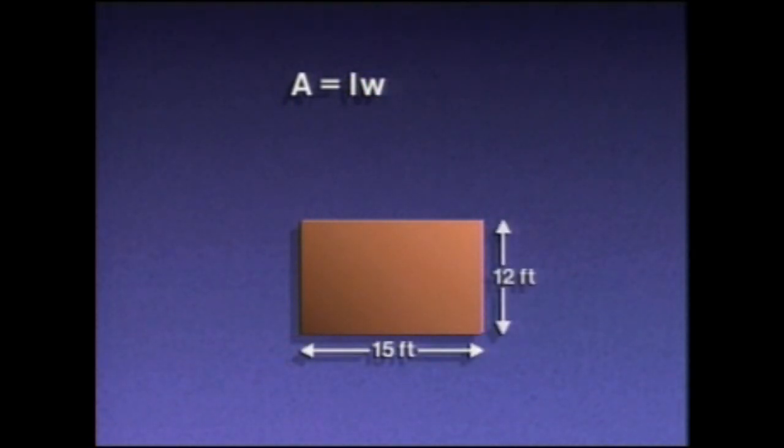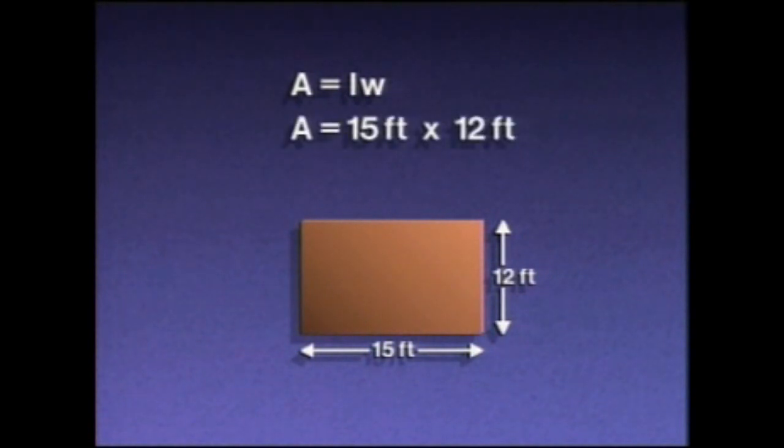The formula for the area of a rectangle or a square is area, A, equals length, L, times width, W. For example, this rectangle is 15 feet long and 12 feet wide. 15 feet times 12 feet is 180 square feet. So the area of this rectangle is 180 square feet.